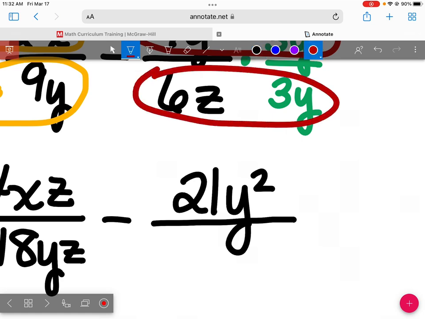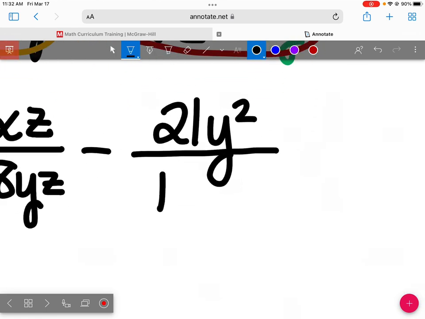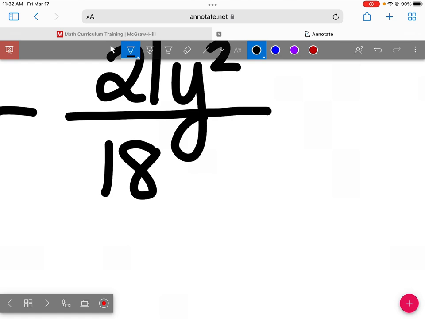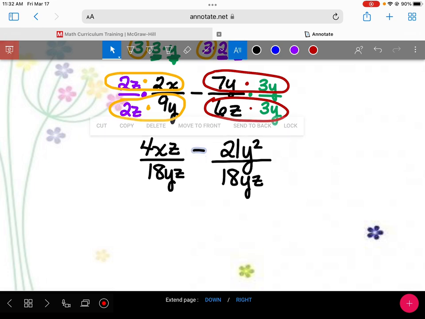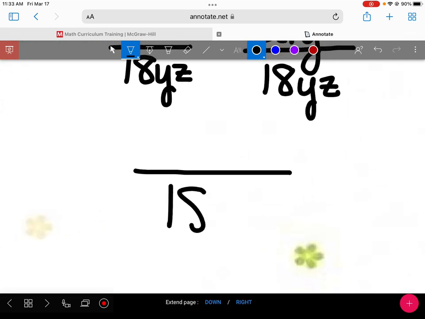And what about 6z and 3y? 18, I didn't hear the rest of it. yz. Do we have the same denominator on both of them? Yes. So if I have the same denominator on each of these, then I'm going to be able to subtract those numerators. So my denominator for my final answer is 18yz.